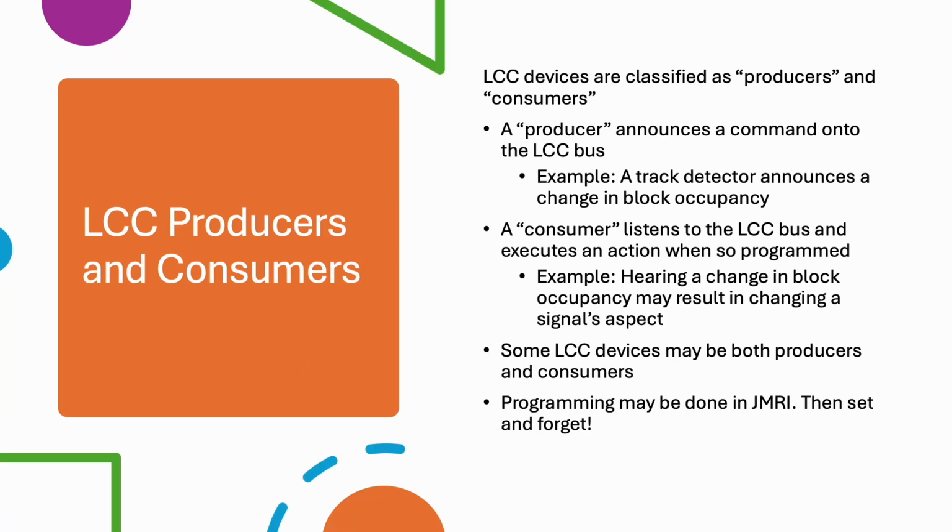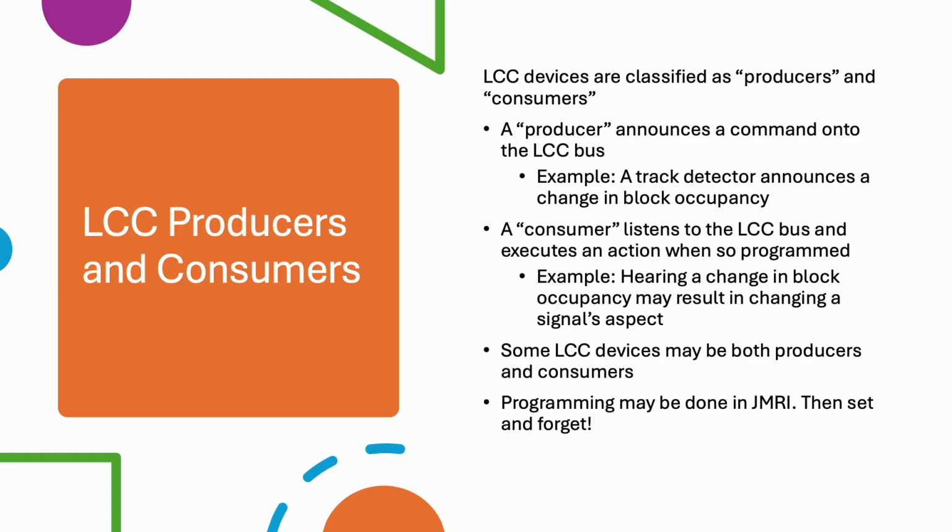Another terminology with LCC that you need to be familiar with are producers and consumers. The devices available from manufacturers are either one or both of these. A producer announces a command onto the LCC bus. For instance, a track detector may produce an announcement due to a change in block occupancy. A consumer listens to the LCC bus and executes an action when so programmed. An example, upon hearing a change in block occupancy from the producer, it may result in the consumer changing a signal's aspect. Some LCC devices may be both producers and consumers.